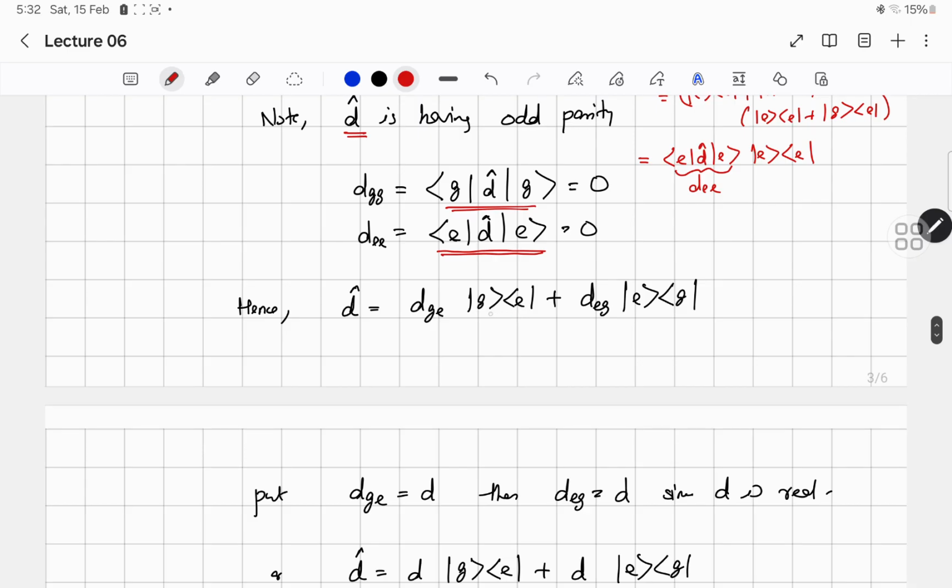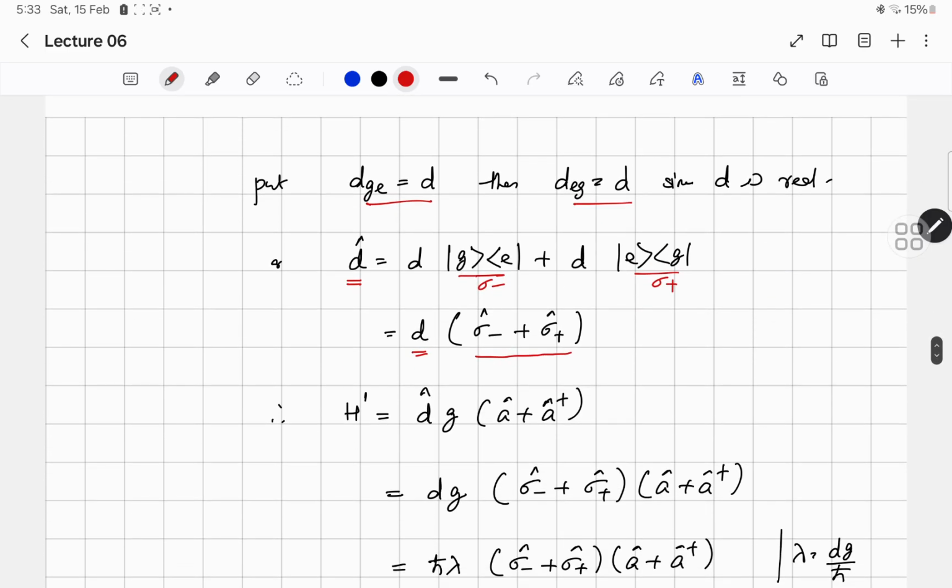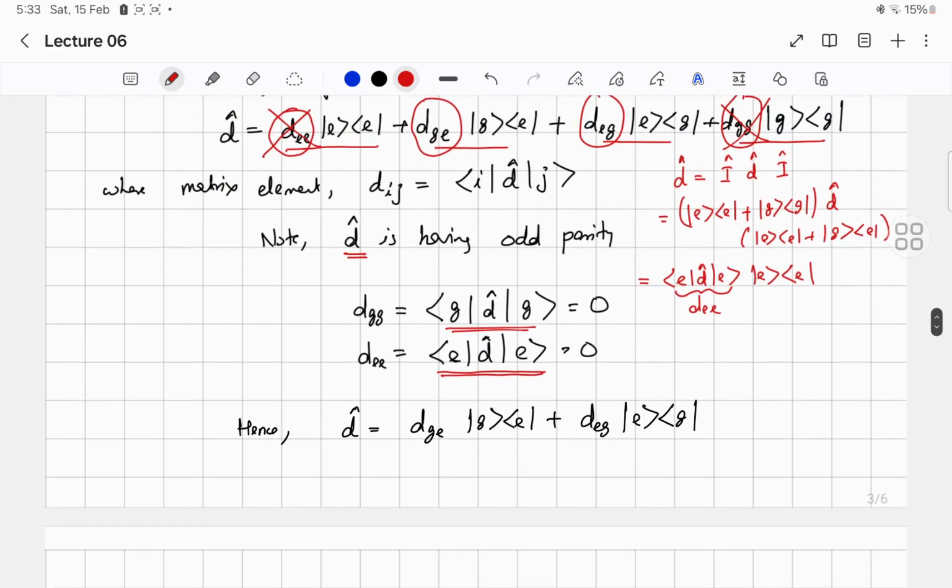So your dipole moment operator I can write as D_ge |g><e| plus D_eg |e><g|. Now what is |g><e|? It is nothing but your sigma minus, and |e><g| is your sigma plus. Now this D_eg or D_ge, hereafter I am going to denote by the symbol D, and since it is a real number, D_ge and D_eg would both be the same. So finally your dipole moment operator is written as D times sigma minus plus sigma plus, because this is your sigma minus and this is your sigma plus operator, the de-excitation and excitation operators. That would be the next equation number.